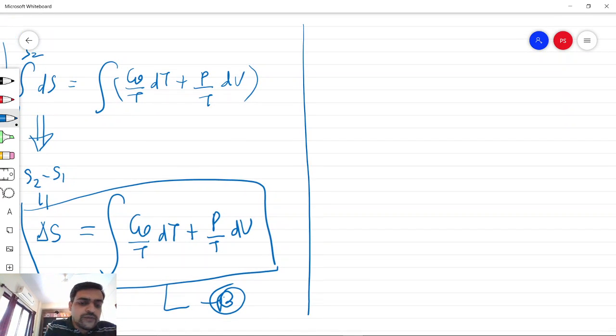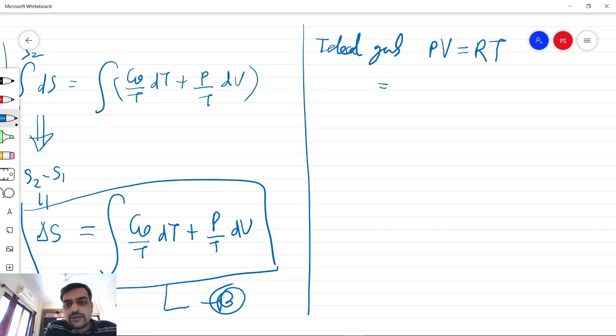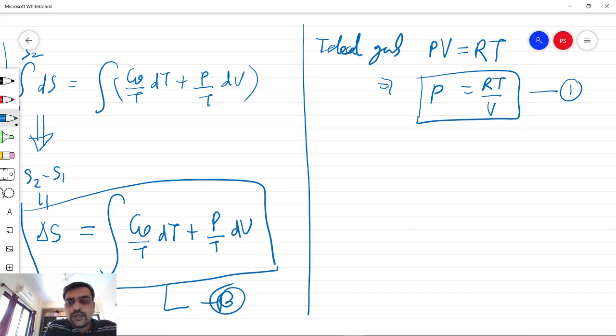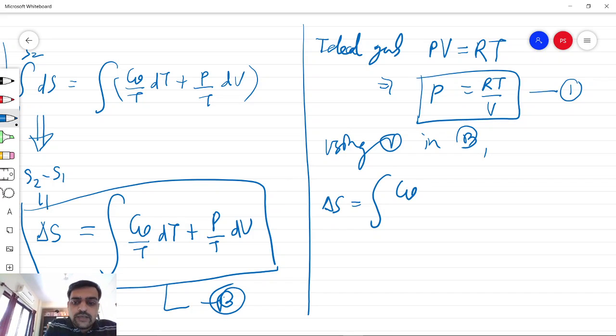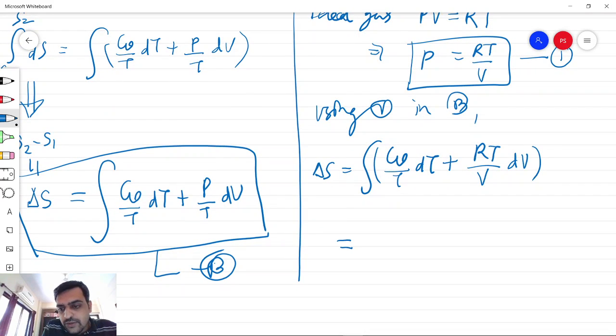Now let us just do the first part of the three expressions. We know that for 1 mole of an ideal gas, PV is equal to RT. So this means P is RT by V, which we call equation 1. Now if we substitute equation 1 in B, we get delta S equal to the integral of Cv by T dT plus RT by V dV. Note that R is a constant, also Cv is a constant. So just a minute, there is a T here. Okay, so this is what we have now, Cv by T dT plus R by V dV.